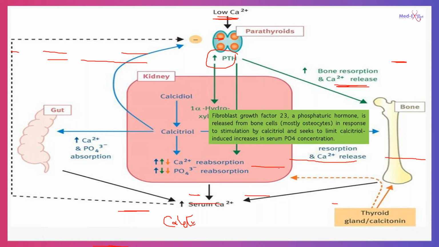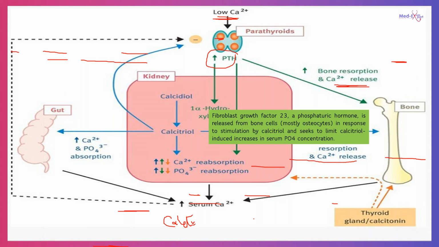There is another mediator which is called the fibroblast growth factor 23. What is the role of this mediator? This is called a phosphaturic hormone. What's meant by phosphaturic hormone? That it leads to excretion of phosphate in the urine.